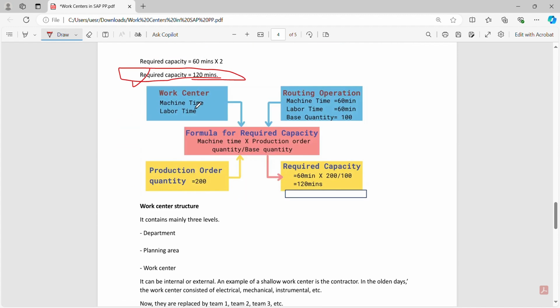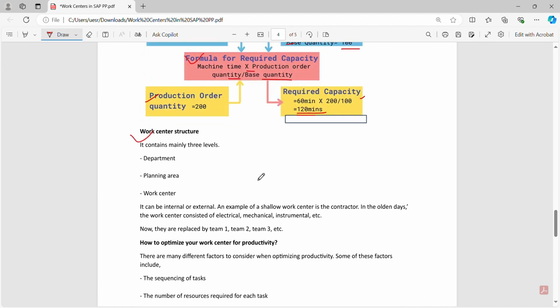So here the same thing: in the work center routing operation you have machine time as 60 minutes, labor time as 60 minutes, base quantity as 100. In the work center you have machine time and labor time. Then in the formula, you have machine time times production order quantity divided by base quantity. The production order quantity is 200, then the required capacity you get by applying this formula is 120 minutes.